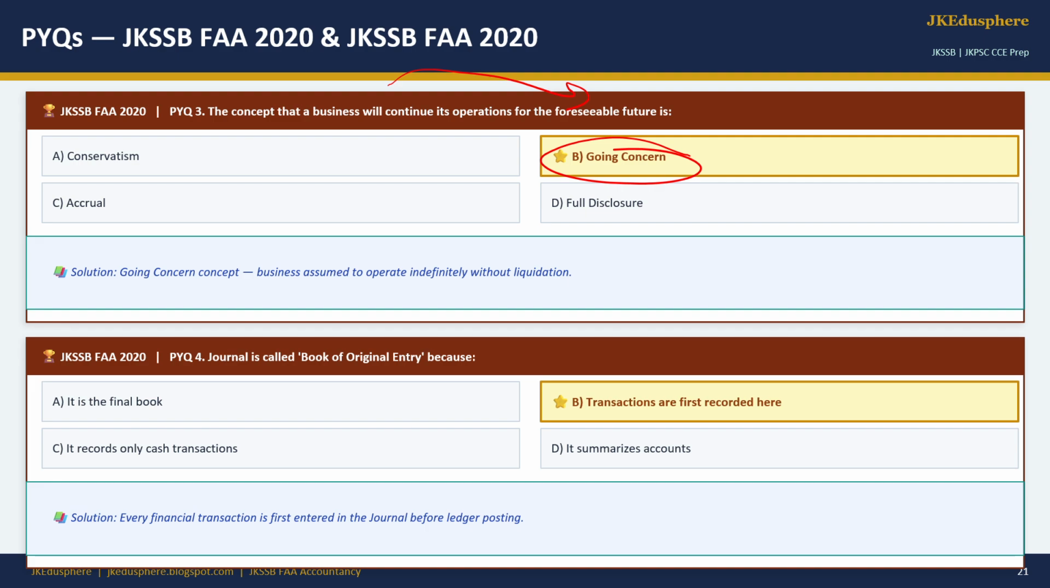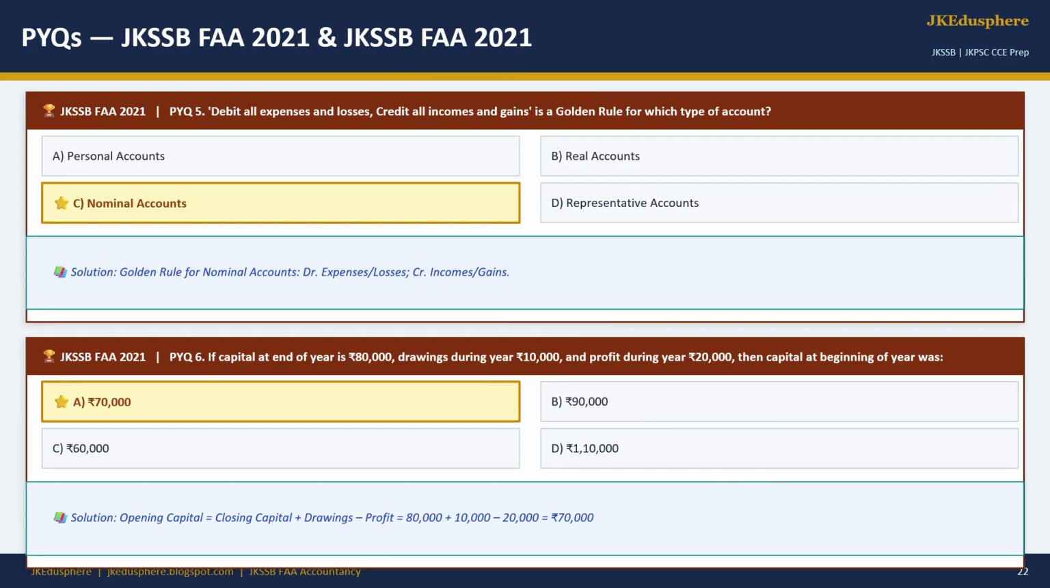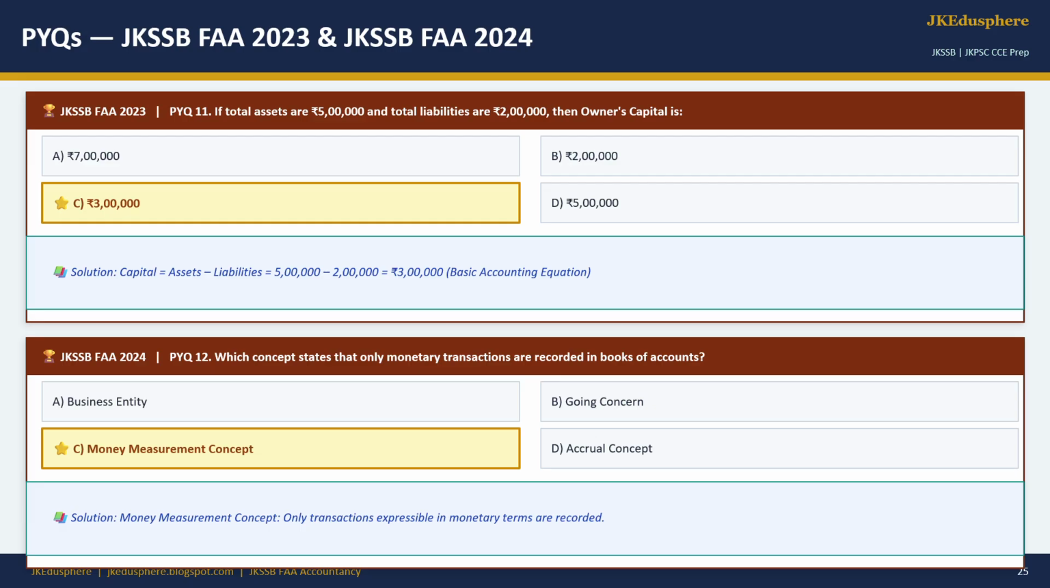The business will continue to operate. That is going concern. The next is that journal is called the book of original entry because transactions are first recorded here. And what do we record transactions from? That is voucher. What are different examples? Bill, receipt. This we will see in the upcoming lecture.